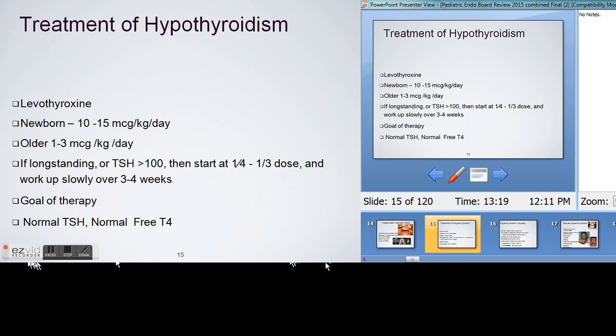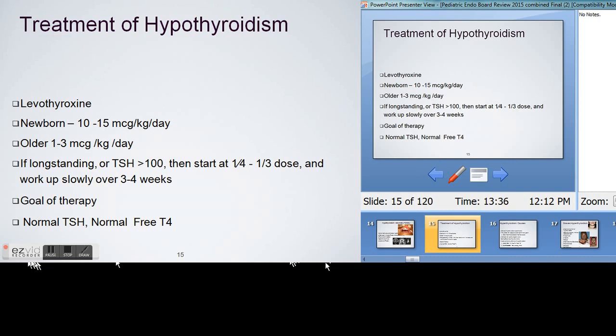At what age would we start using the smaller doses? Like, is there a cutoff, or is it just kind of gradual? Typically, in the first year of life, they tend to require the higher doses. By 2 to 3 years of life, it will be a little bit less.